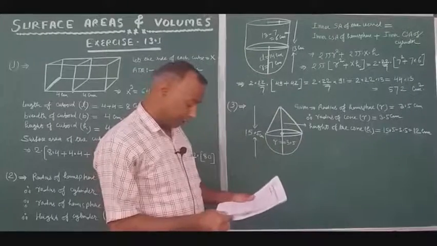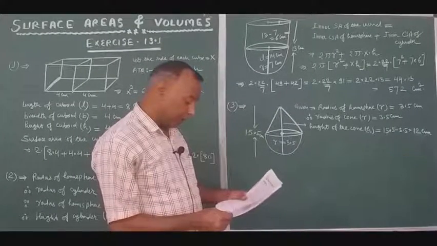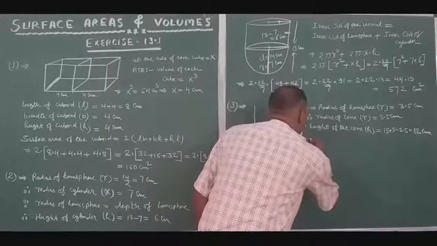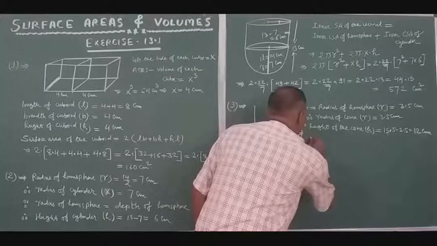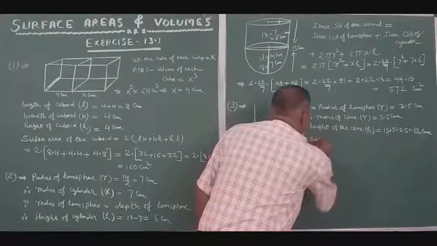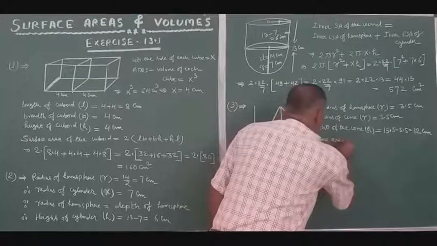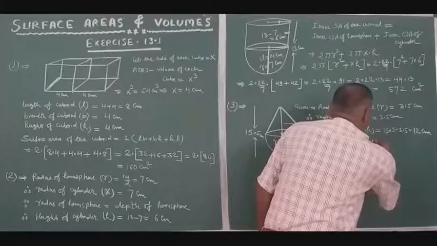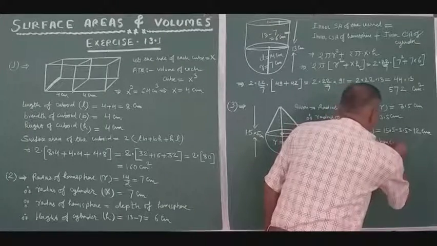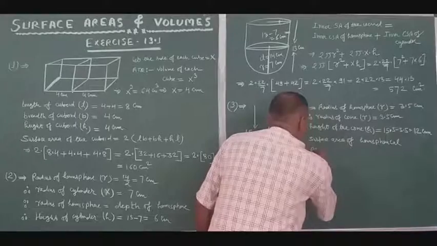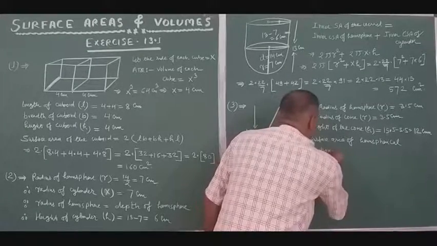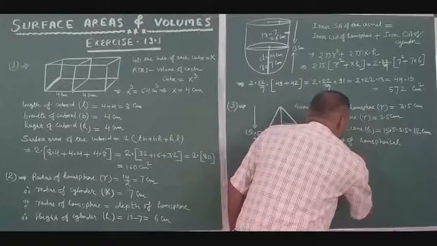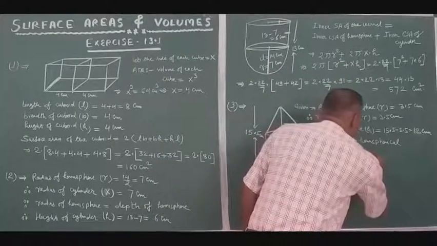The question is: find the total surface area of the toy. First, the surface area of the hemispherical portion is given by 2πr².